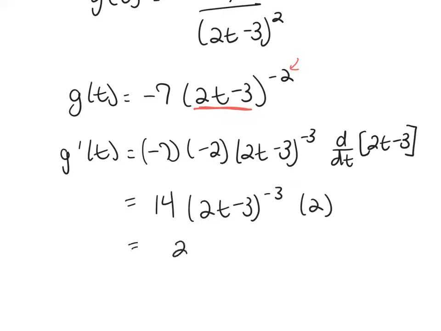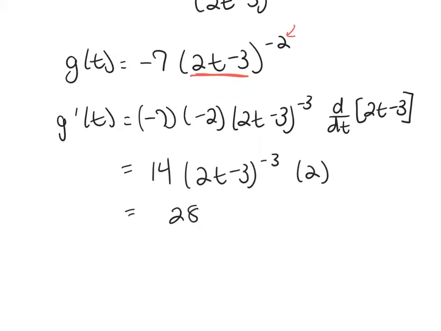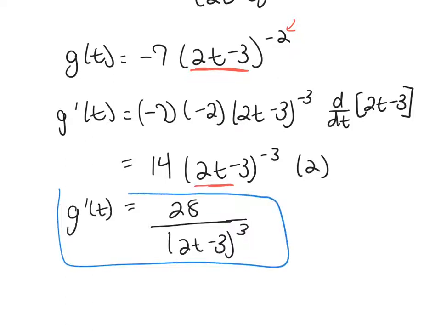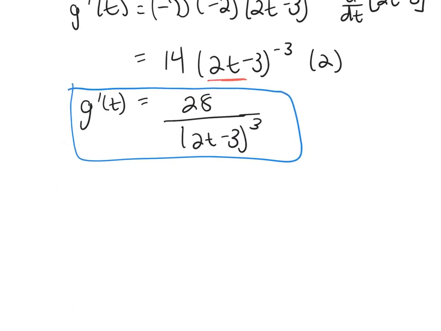So I'm getting 28, and if you want, you can move this term with the negative exponent. You can move it down into the denominator as (2t minus 3) cubed. And there's my derivative right there. So don't forget that you can rewrite your terms. If they're in the denominator, you can rewrite them in the numerator with negative exponents.